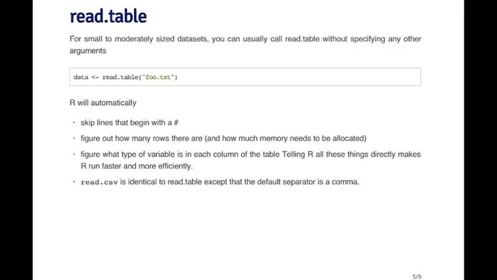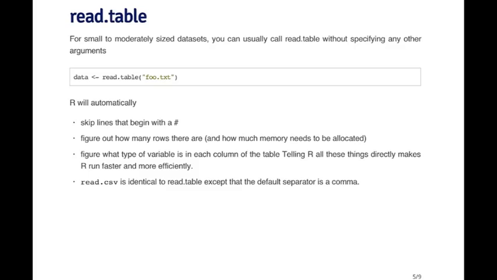It will automatically skip any lines that begin with the comment symbol. It will figure out how many rows there are, and again, it'll figure out what type of variable is in each column of the table. You can tell R all these things if you want to, and the reason you might do that is to make it run faster and more efficiently. With small and moderately sized data sets, there's usually not much advantage to doing that because it'll be pretty fast and pretty efficient as it is.